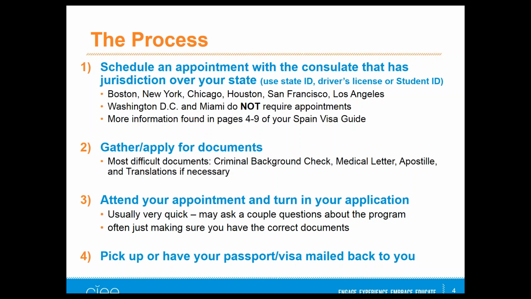About 4 to 6 weeks after the consulate appointment, you can expect to receive your passport with the attached visa back. Most consulates will mail your visa back to you if you include a self-addressed, prepaid Priority Express mail envelope. However, and I'm so sorry, the Boston, New York, Los Angeles, and San Francisco consulates will not mail your passport back to you. I'm going to share more details on this in some of the later slides, so that you know what your options are then.